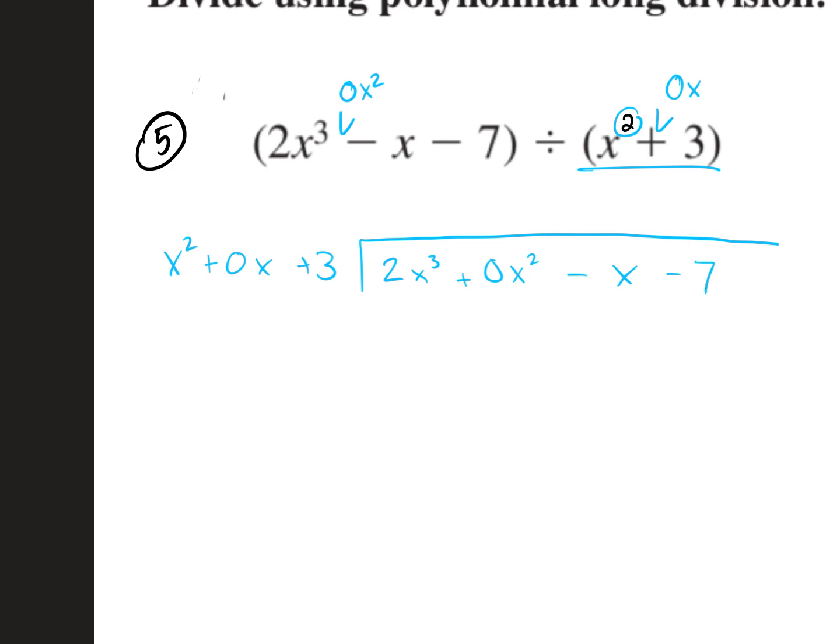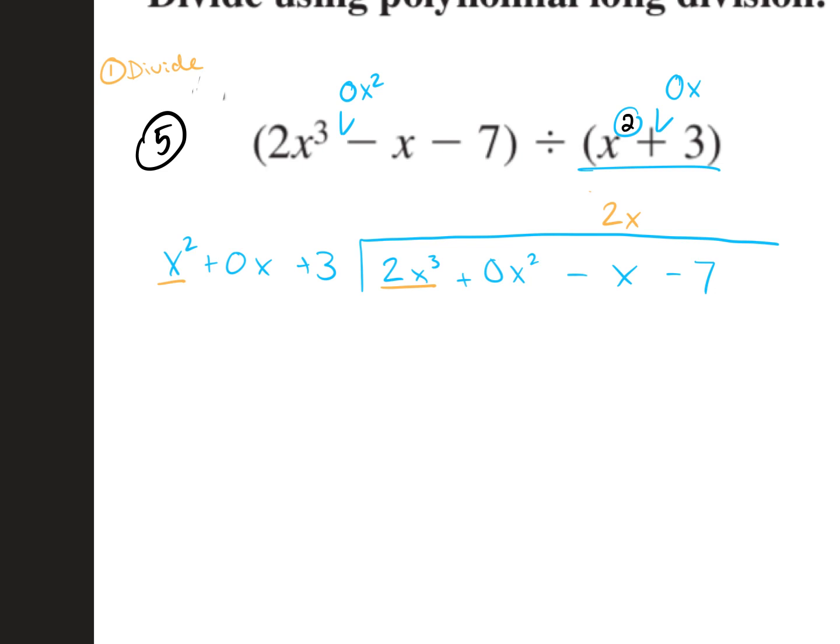Now let's see who remembers from yesterday. What's step 1? Divide. We start by dividing. What is 2x to the third power divided by x squared? 2x. Awesome. So I'm going to put that on top of my x term.